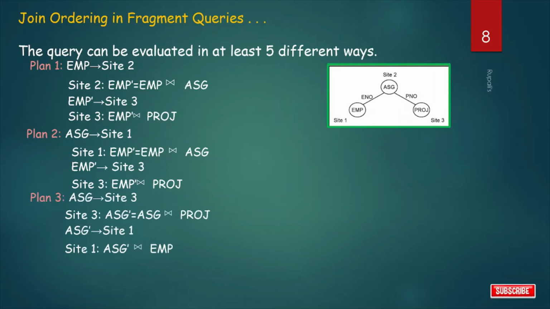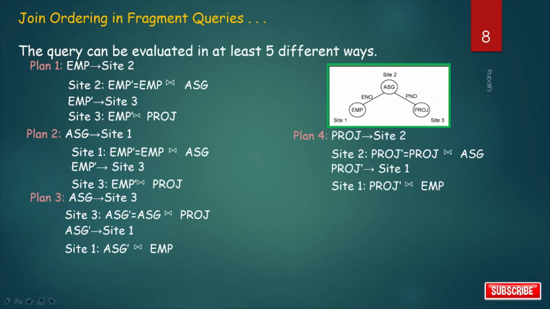Plan 3. Send AST table to site 3. Here in site 3, do the natural join operation AST natural join project table, and the resultant relation is AST dash. Send AST dash table to site 1 and there do the natural join with EMP table. So AST dash natural join EMP.